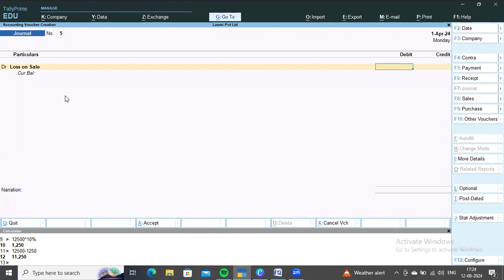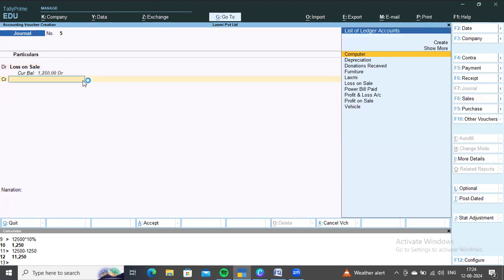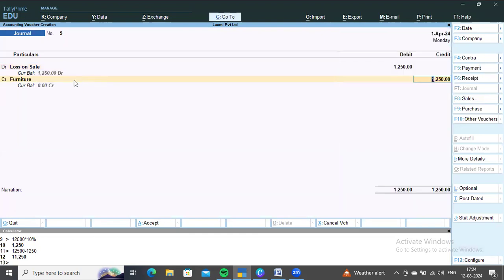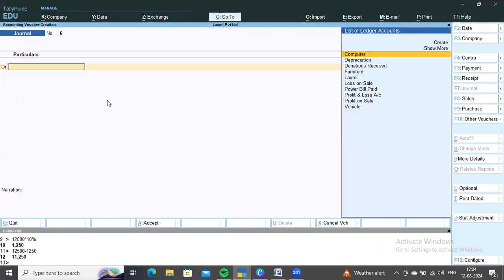Yes, loss on sale shall be debited in general voucher. As per nominal rule, debit all expenses and losses. How much? 1,250 and credit furniture account, because earlier you sold the furniture for a loss of 1,250, right? So now give the transaction like this: loss on sale account debit to furniture account, to nil the balance in furniture account. Okay. Then press Ctrl A to save it.